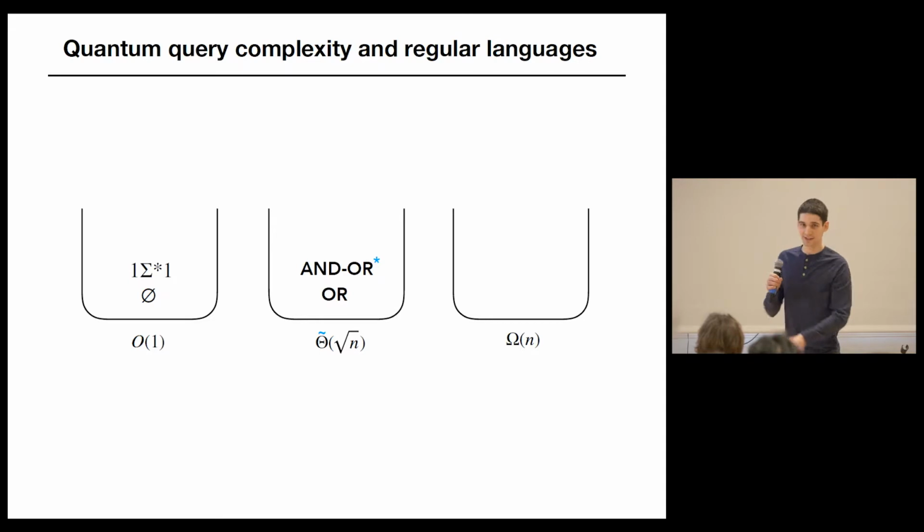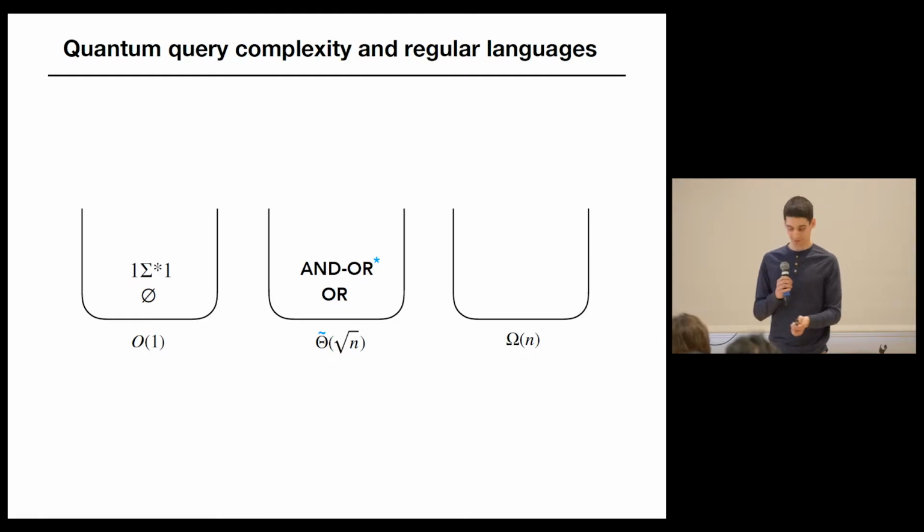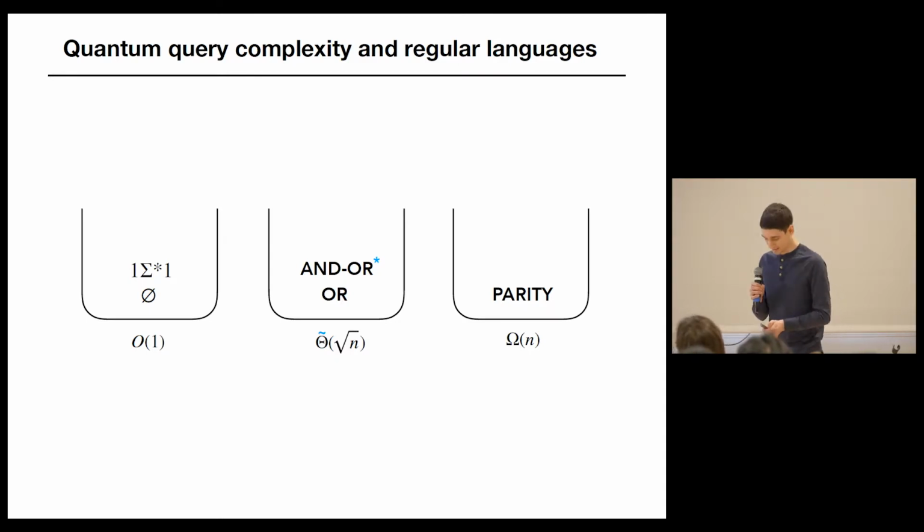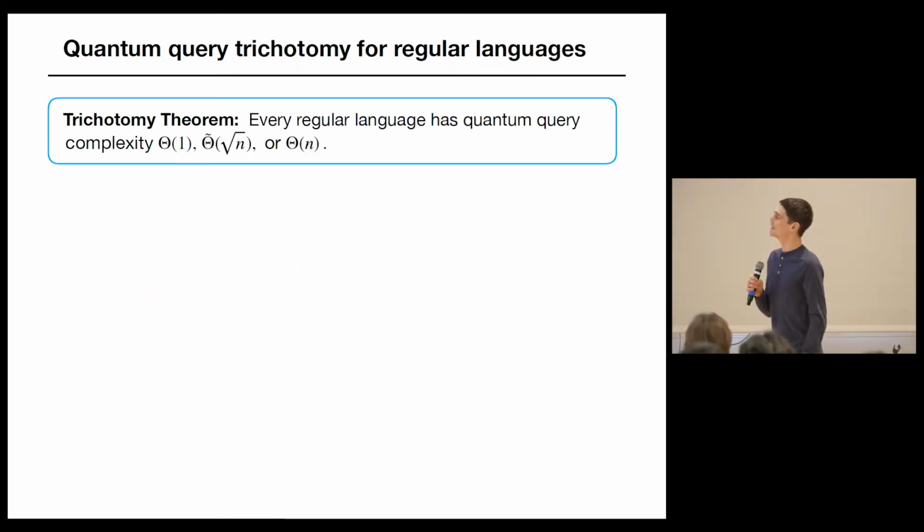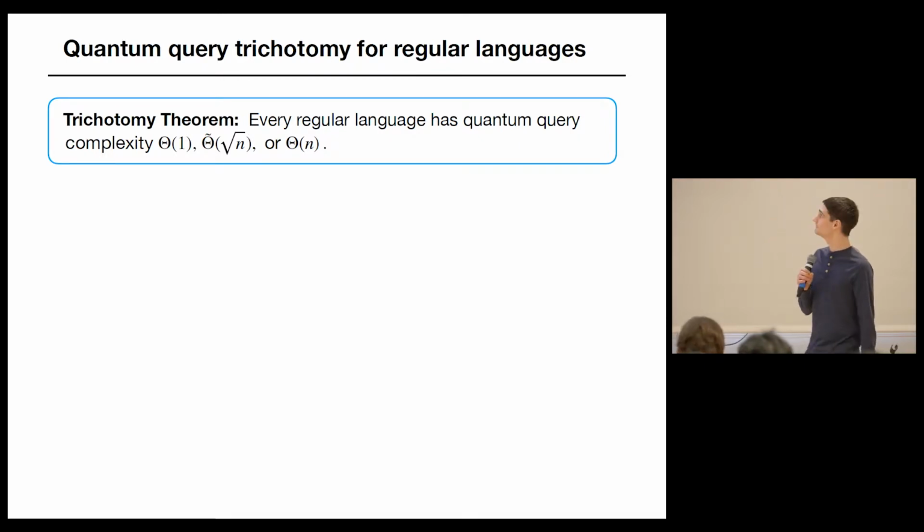Okay, I lied to you slightly. We actually don't know how to get square root n. We only know how to get square root n with some log factors. We'll get into that more later. And then finally, languages like parity have quantum query complexity Omega(n). Okay, so this is not an accident, how I've arranged these buckets here, or the title of the talk, in fact. So this is the theorem: the trichotomy theorem is that every regular language has quantum query complexity either constant, square root n, or n.